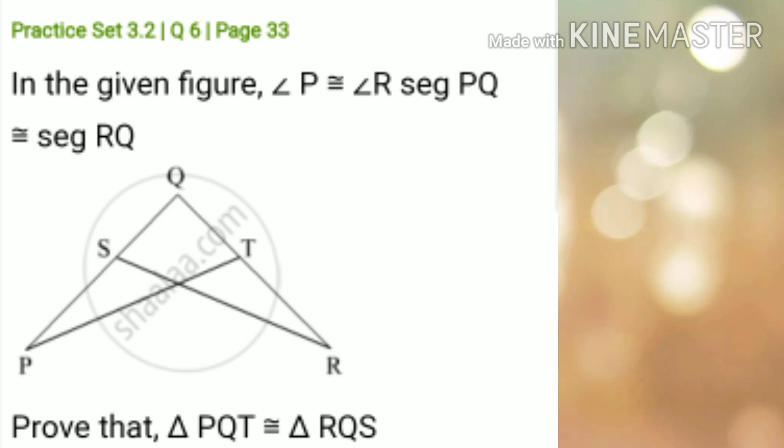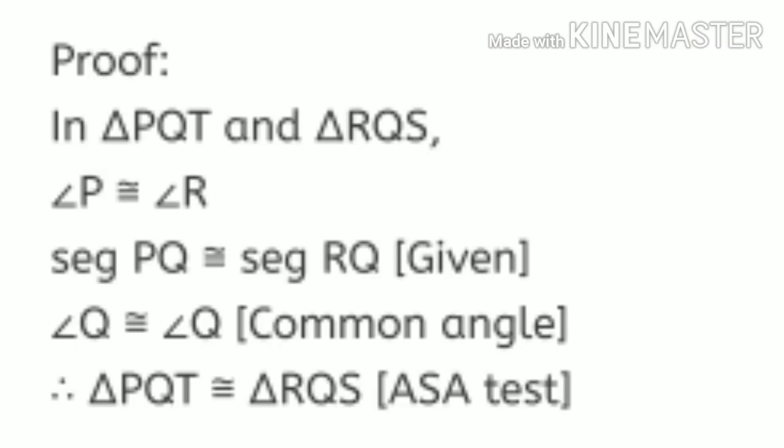Now observe the diagram carefully. If you observe, angle Q is common in both triangles. Angle Q lies in both triangles, that means in triangle PQT also and in triangle RQS also. So angle Q is a common angle. So therefore these two triangles are congruent by angle side angle test, that means ASA test. Okay, got it? Easy question. So let's start the solution.